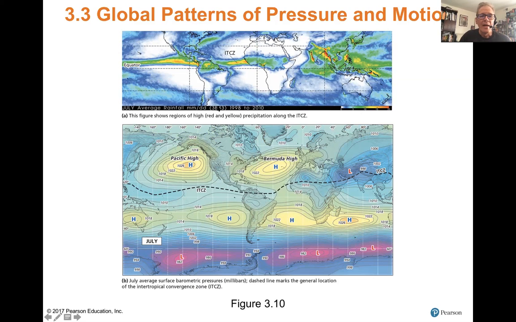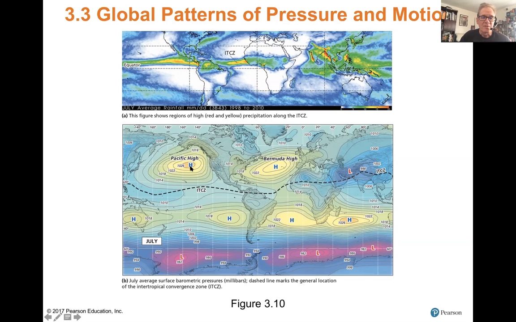Okay, and so you can see it again. Here it's up, this is our summer, so the ITCZ has gone up. And you can see the monsoonal rains here in South Asia, extending all the way over to the Philippines and all the way over here into Indonesia, and all the way through the rainforests here.